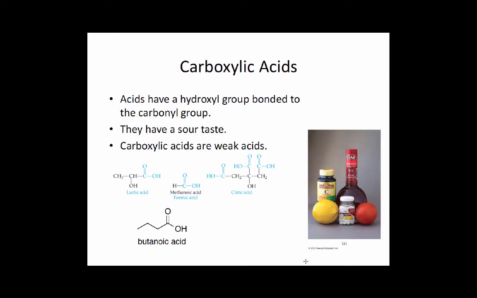Carboxylic acids are related because they have a C double bond O, but instead of being connected to a carbon on both sides, or a carbon on one side and a hydrogen on the other, like the ketone and the aldehyde respectively, this C double bond O is connected to an OH group. So it's sort of like a combination of a ketone or an aldehyde and an alcohol group, but it has a totally different functionality. This makes things acidic.